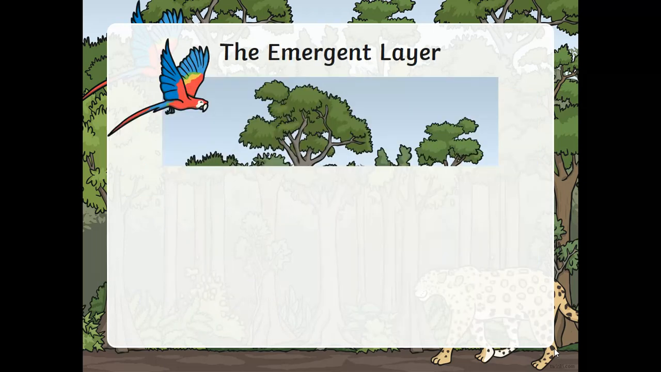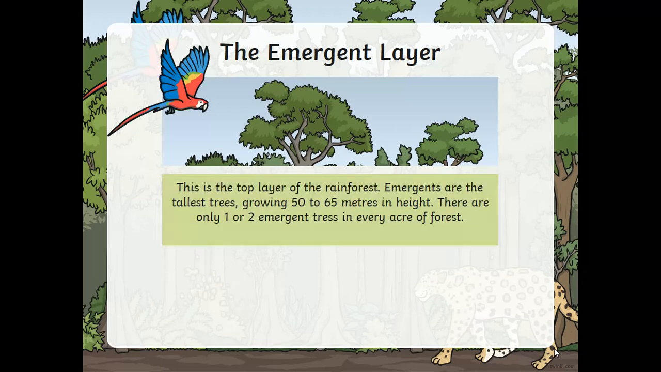Right, let's have a look a bit more in depth about what the emergent layer looks like and what it's like there. Okay, so it's the top layer of the rainforest, so the very top. Emergent to the tallest trees, growing up to 50 to 65 meters in height.